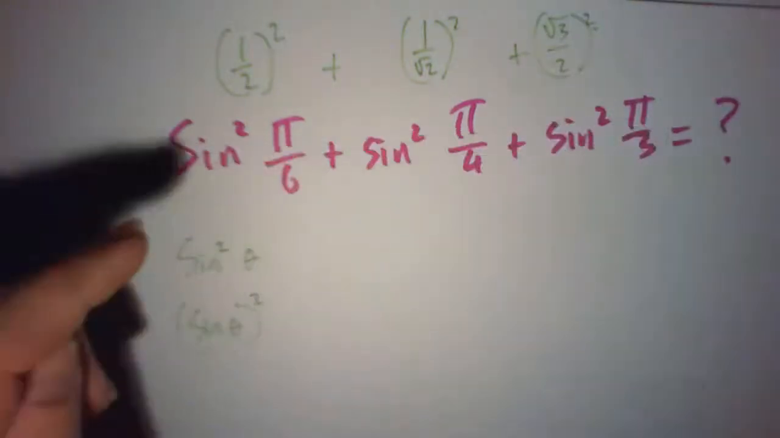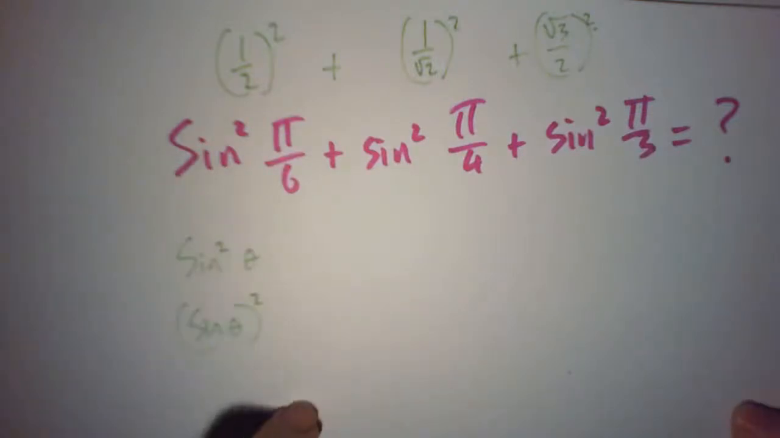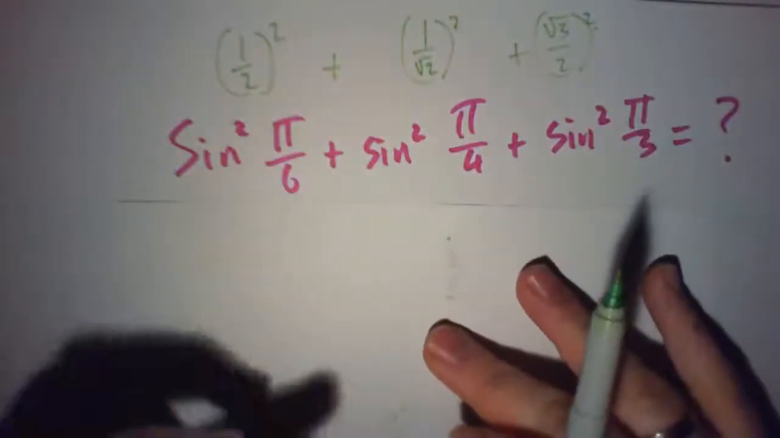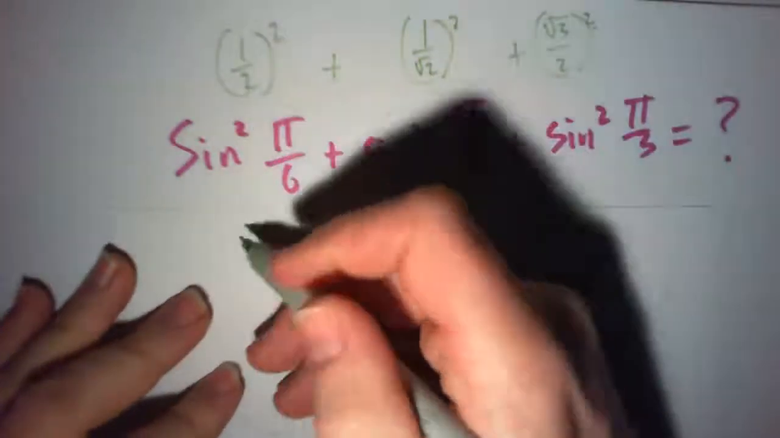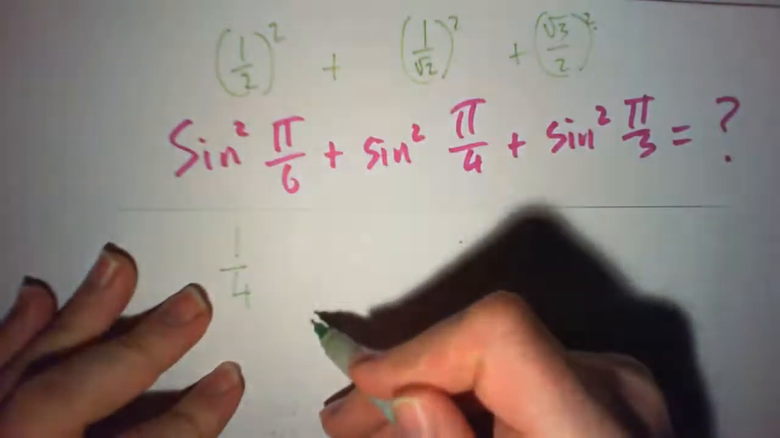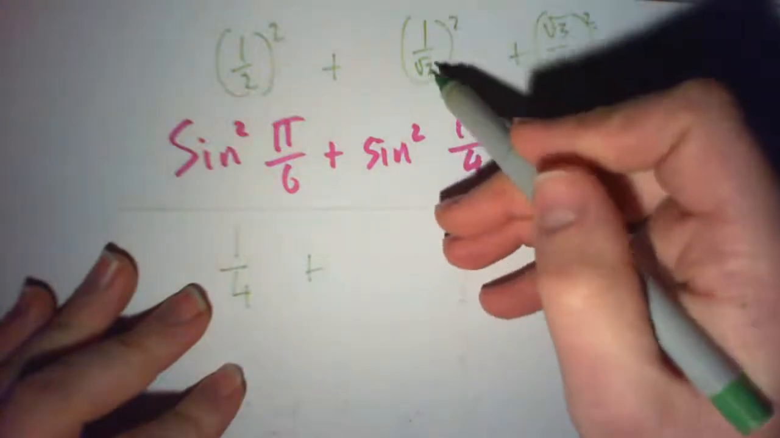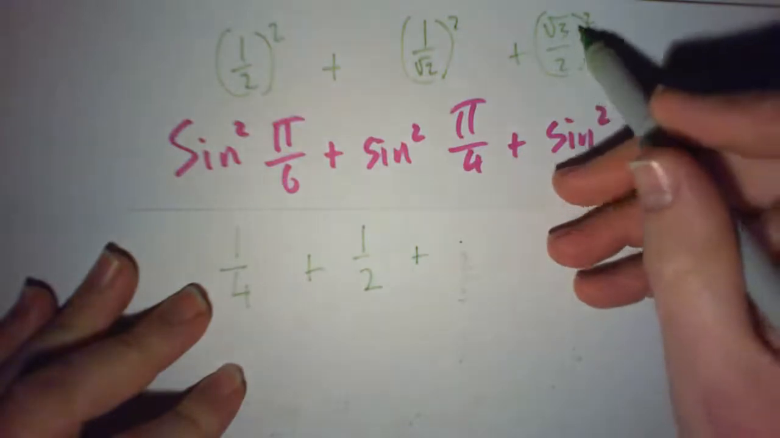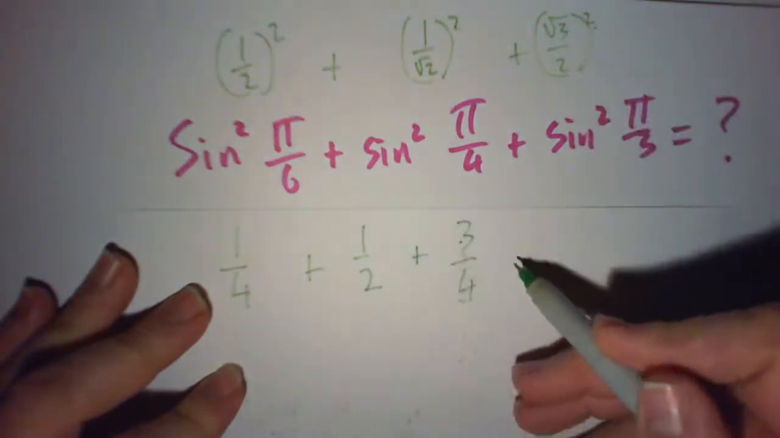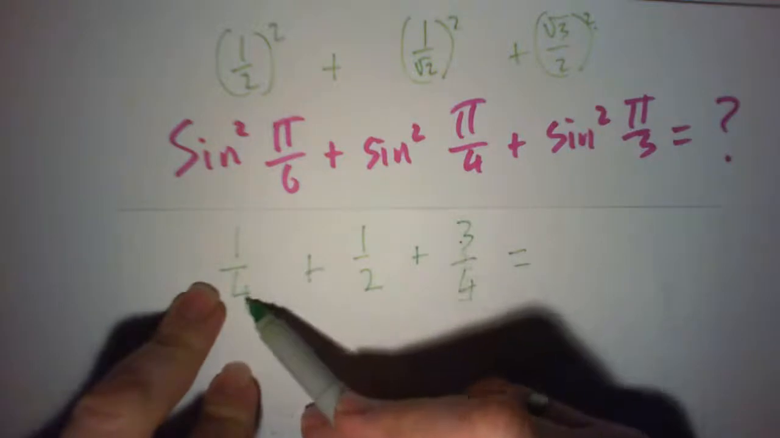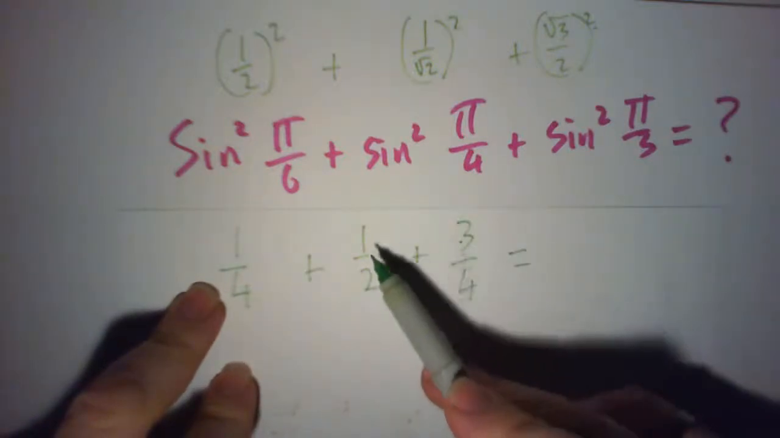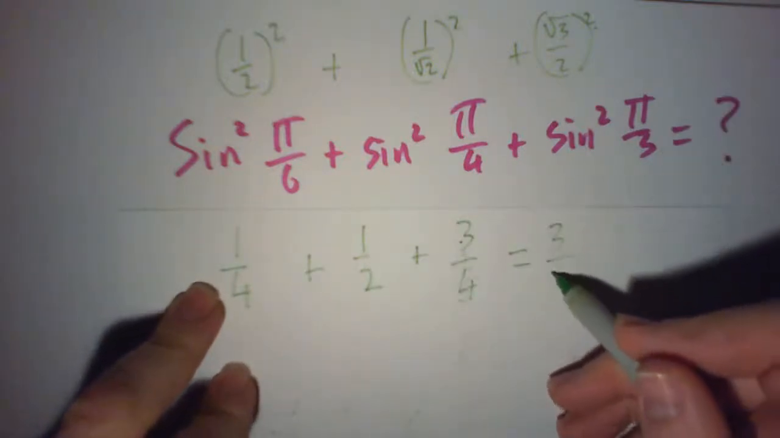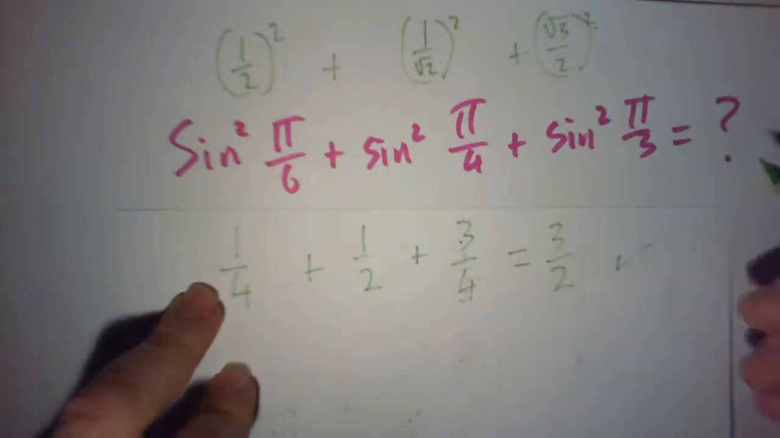Okay, we're not using a calculator here, so let's try and do it. So, what's it going to look like? Give me a second here now. I'm just going to get a piece of paper. Cover that. So, a half squared is a quarter. Plus 1 over root 2 squared is a half. Plus root 3 over 2 squared is 3/4. So a quarter and 3/4 is 1. 1 plus a half, which is 3 over 2. So it's 3 over 2.